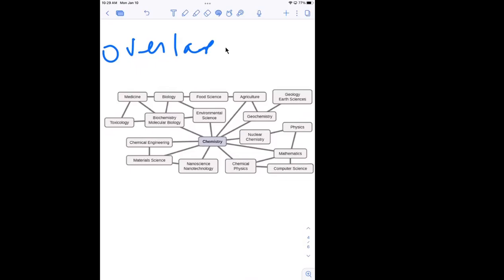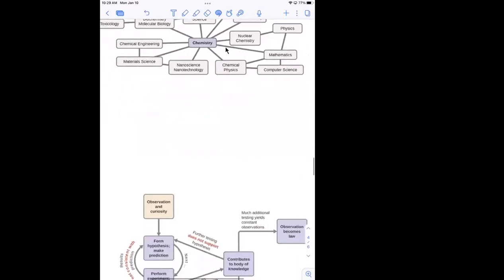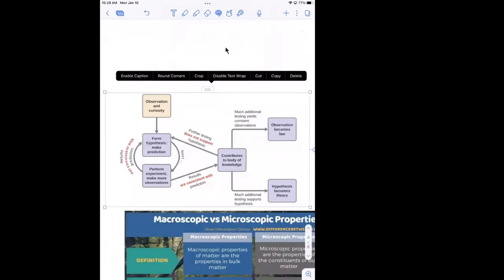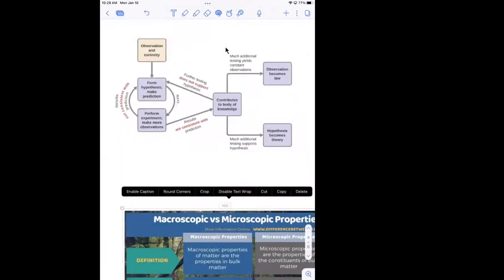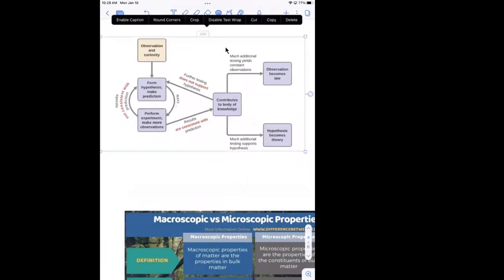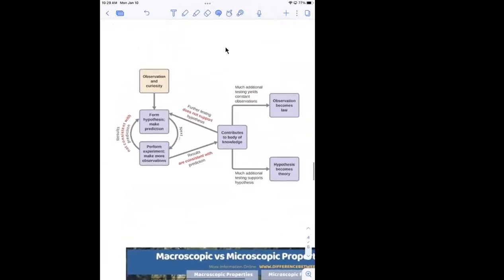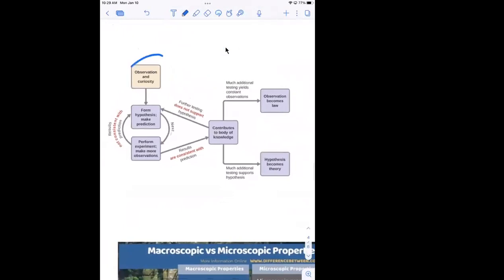So let me show you another diagram here. And again, this will all be on Blackboard, and we'll discuss it. But now let me show you this diagram with the scientific method, right? So first, you observe. Oh, I wonder what happens if I do this. This is what I think is going to happen when I do this, right?